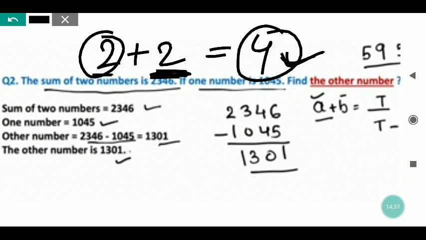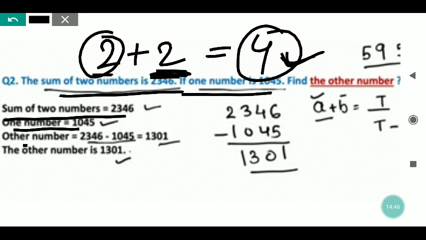So the question statement will be very easy. From the question you try to pick the statements. Sum of two numbers, you can see the same thing I have written. One number, that only I have written. Other number, for finding out this other number, we have done the subtraction. When we have done the subtraction, we have calculated and we have found the other number. You can see 6 minus 5, 1, 4 minus 4, 0, 3 minus 0, 3, 2 minus 1, 1. So what is the other number?